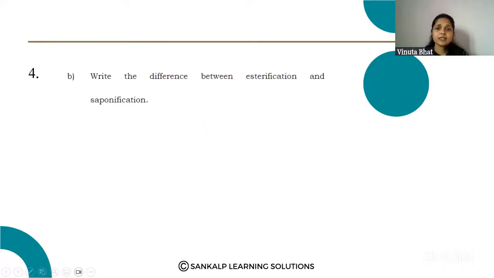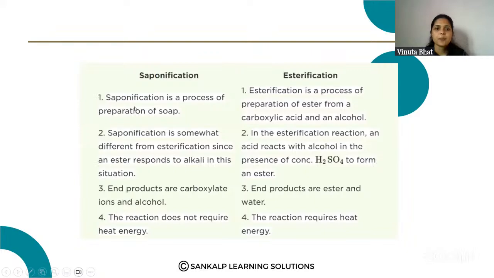Write the difference between esterification and saponification. Please note down this question. Saponification is a process of preparation of soap, and esterification is a process of preparation of ester from a carboxylic acid and an alcohol. Here two reactants are required: carboxylic acid and alcohol.